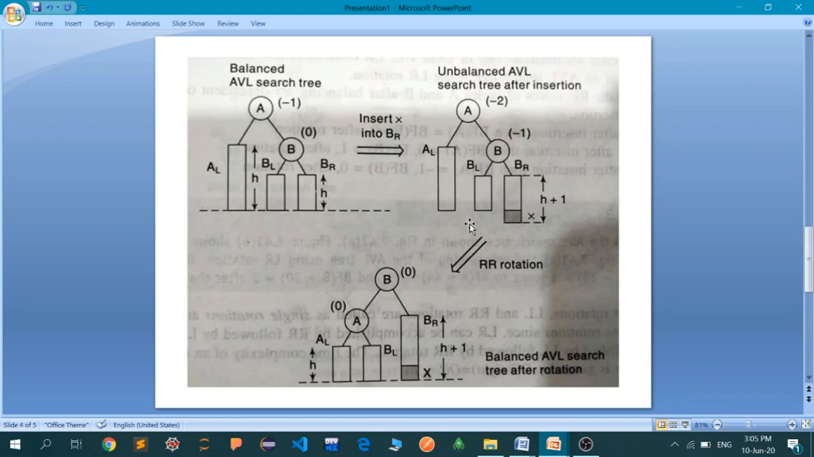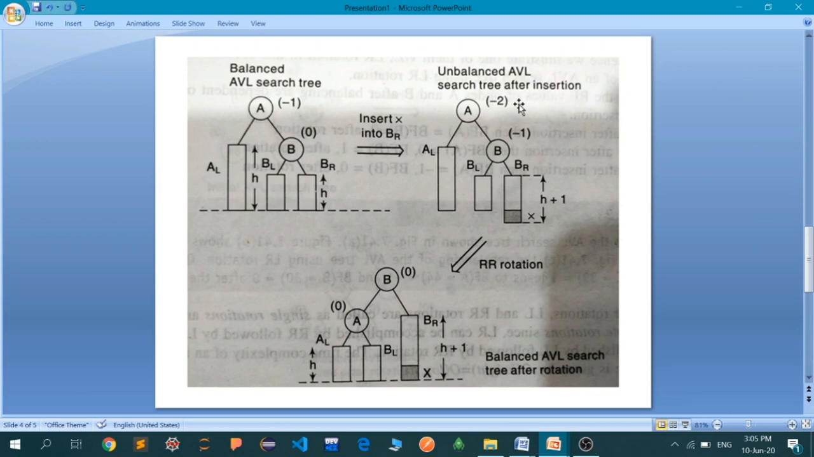In right rotation, there will be an addition of a node towards the right subtree of your node A. So we have added one BR node towards the right subtree of B, which is actually the right subtree of node A. After this addition, the balance factor at node A is now -2.